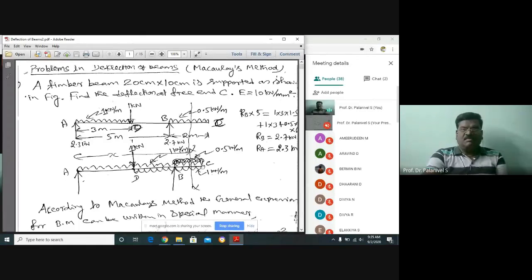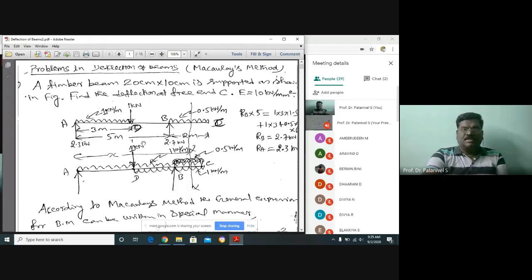So the same beam I have drawn. I have taken the UDL of 1 kN per meter fully. Then I have applied 1 kN per meter upward fully here. So what happened for this portion? It gets cancelled. So here it is empty, no UDL. So the downward UDL and upward UDL get cancelled here.